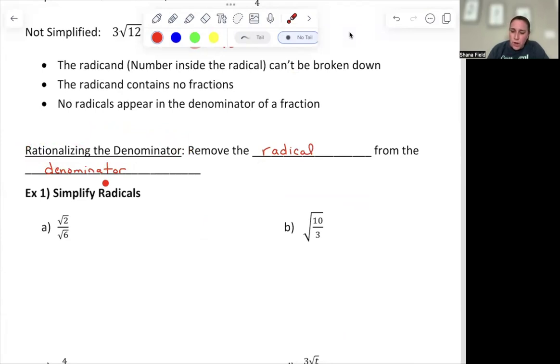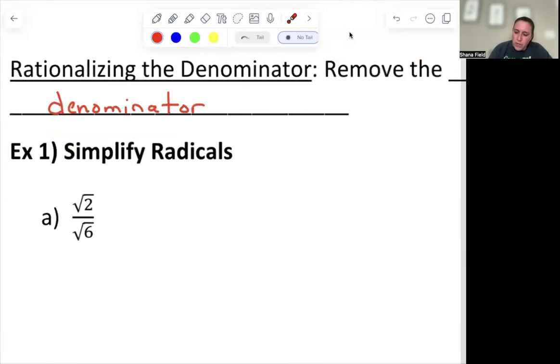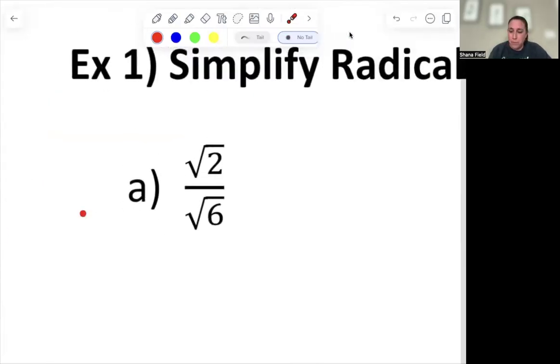So when I'm looking here, our radicand can have no fractions, no radicals can appear in the denominator, and our radicand, remember, the radicand is that number on the inside, can't be broken down anymore. So we're kind of looking for this stuff right here. When I'm looking at this one, I've got a problem because I have the square root of 6 in my denominator. I've got to get rid of it.